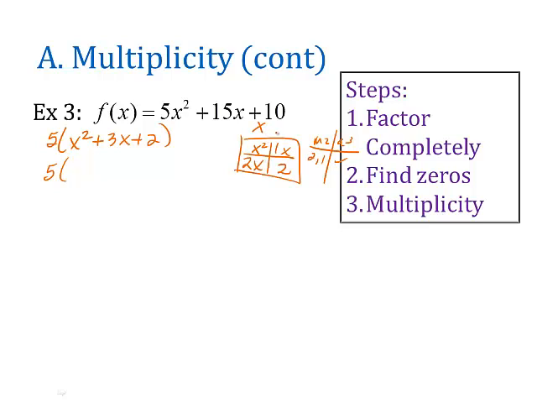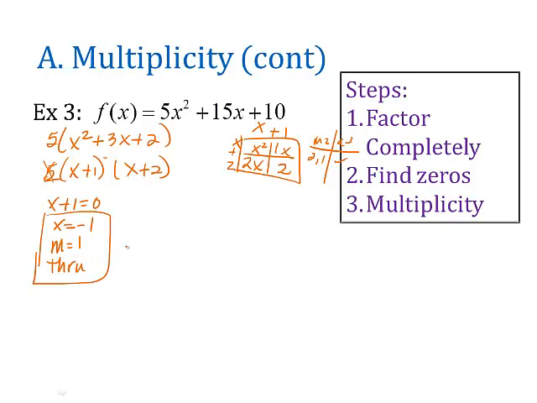So I get x plus 1 and x plus 2. Alrighty. Solve it for x. Well, this 5 doesn't have an x in it, so it does not contain an x-intercept. I can ignore it. I don't need it for what I'm doing today. Set each factor to 0. Solve it. So this multiplicity is understood 1, which means it goes through the x-axis.